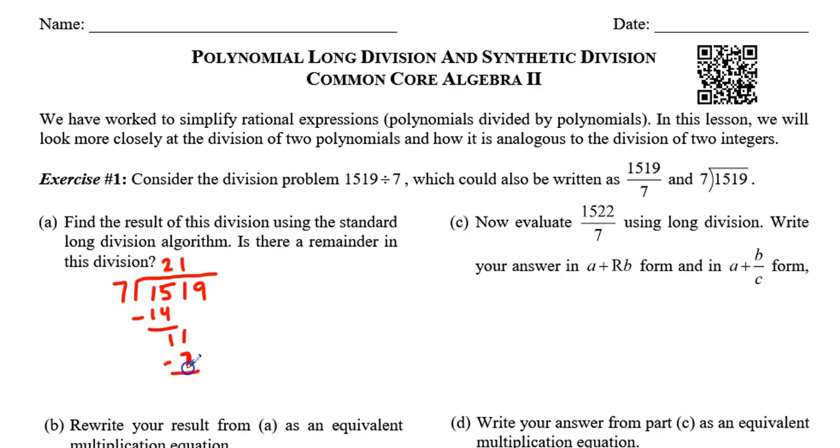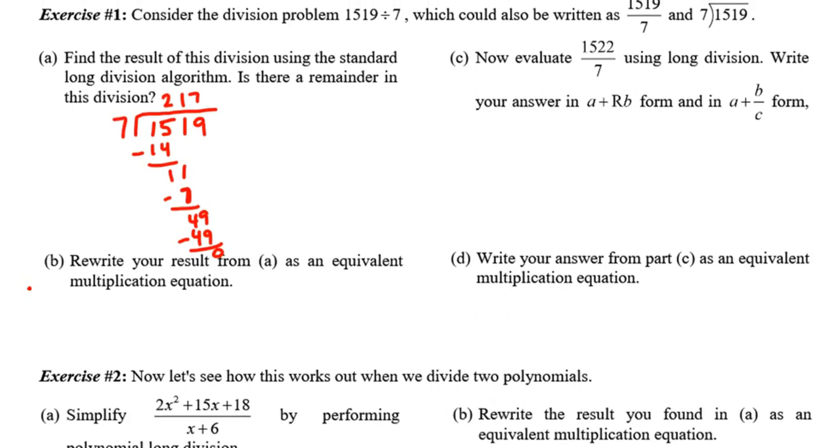That's really a 7 right there. Then we divide 7 into 49. It's 7. And then we multiply 49. And when we subtract, our remainder is 0. Nice. So in this case, there was no remainder. The question was, is there a remainder? There's not. So part B says, okay, rewrite this as a multiplication equation.